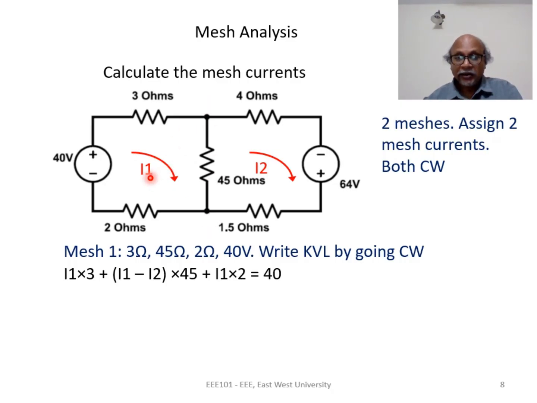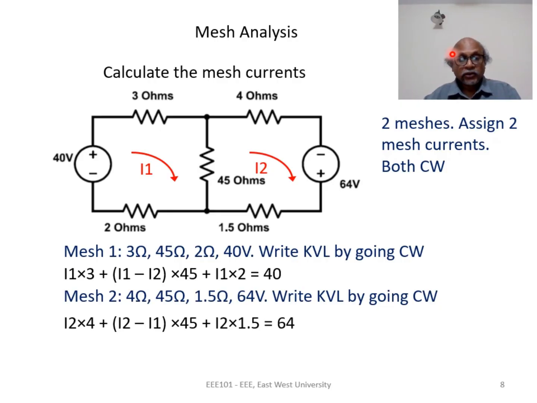In mesh 1, the current was downward, I1 minus I2. In mesh 2, the current is upward, which is I2 minus I1. We need to understand this difference. So the mesh equation for mesh 2 is 4I2 plus 1.5I2, and for 45 ohms, it will be 45 times (I2 minus I1). On the right hand side, this 64 volts is positive because this is a voltage rise.